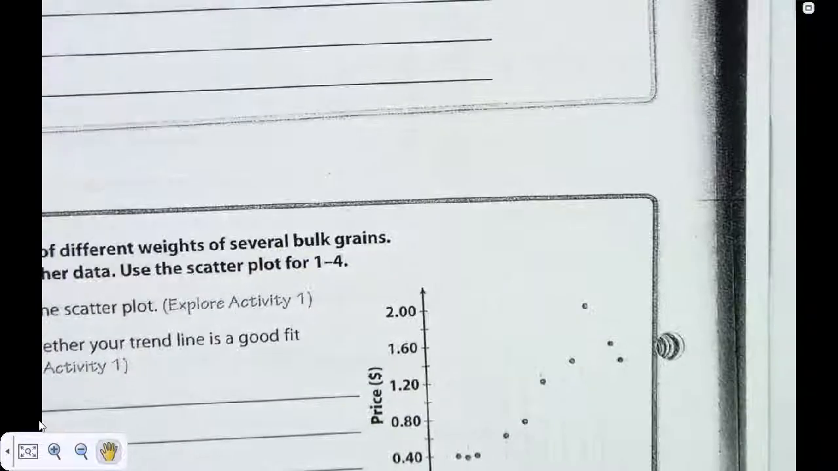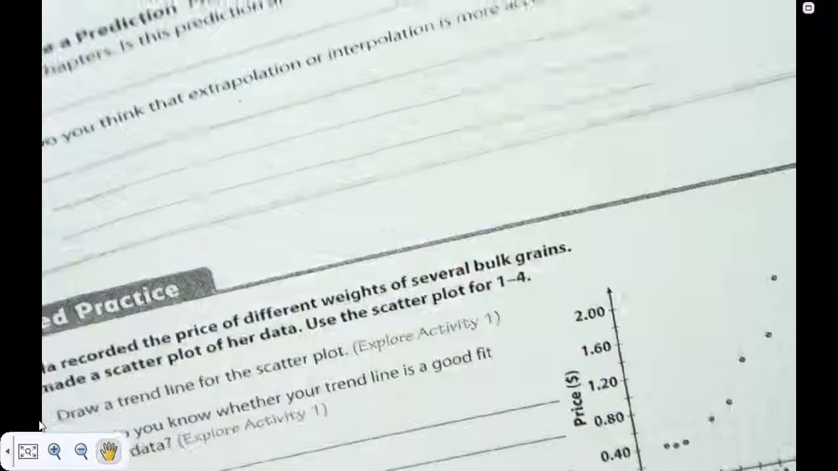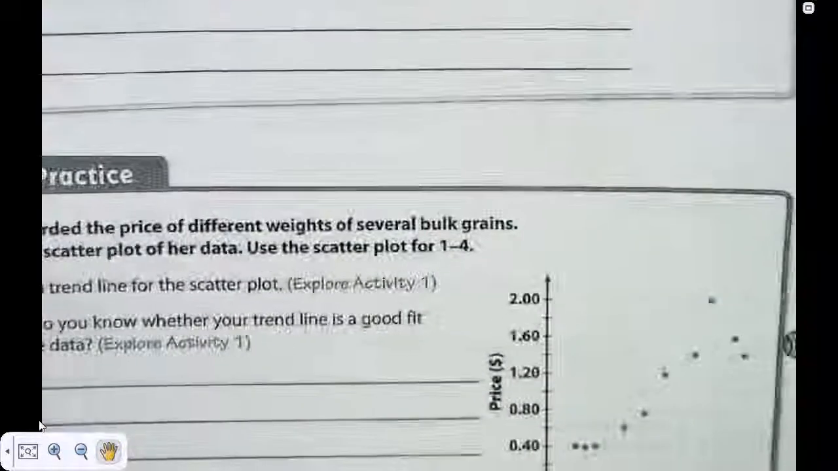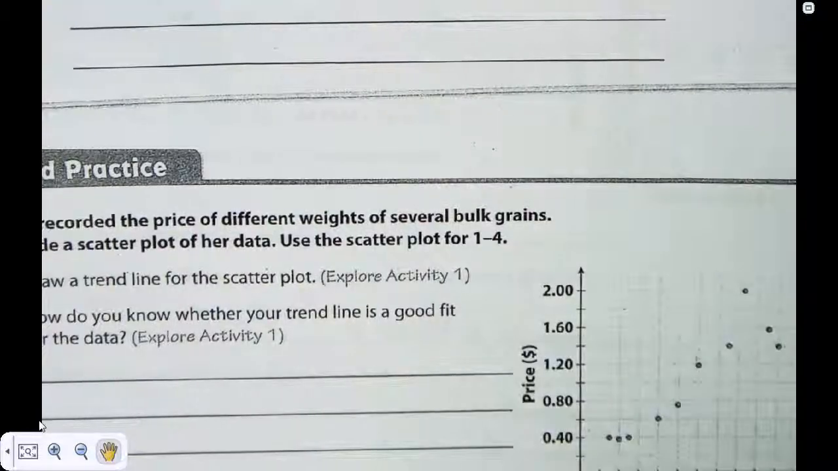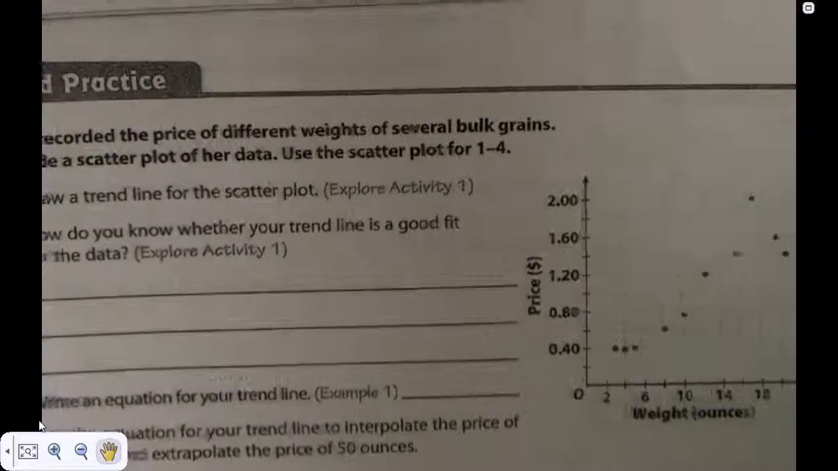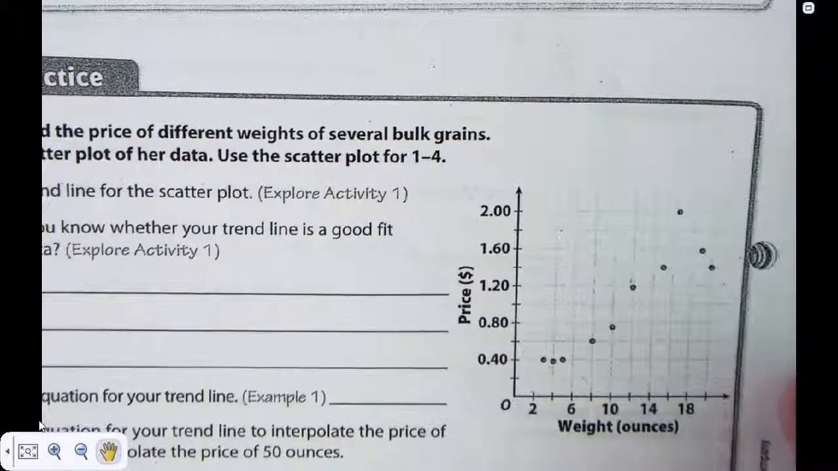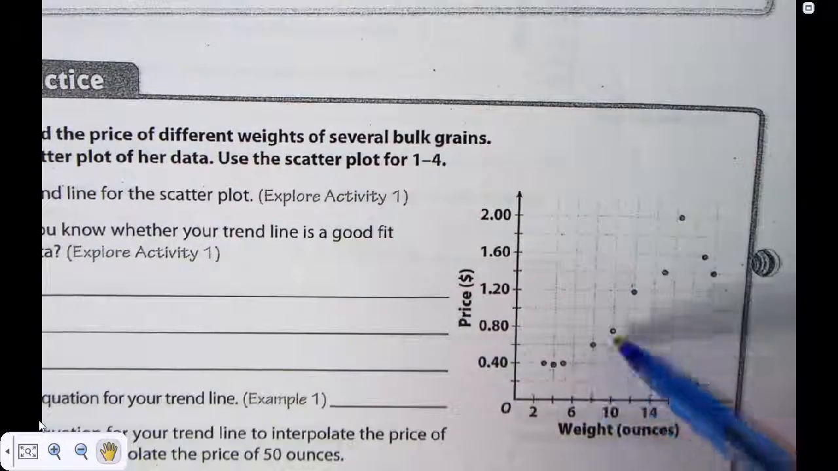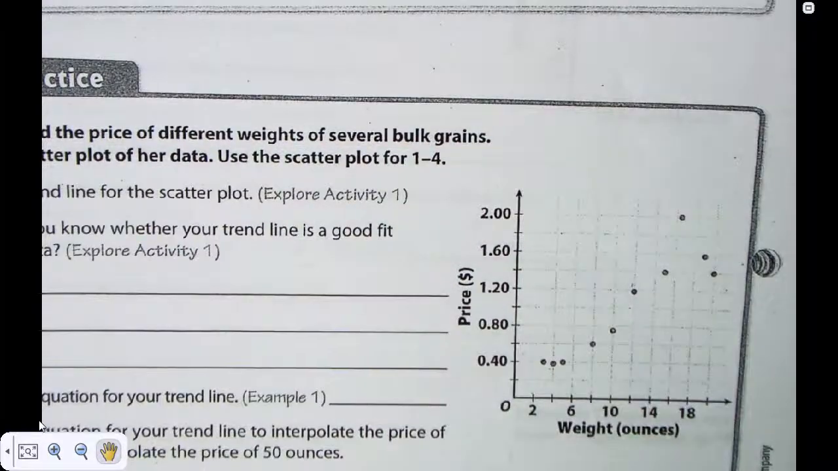Okay, good deal. Look at page 404. On 404, number 1, I want you to draw the trend line, or let's draw it together. How many points are there? 10. Okay, so we need 5.